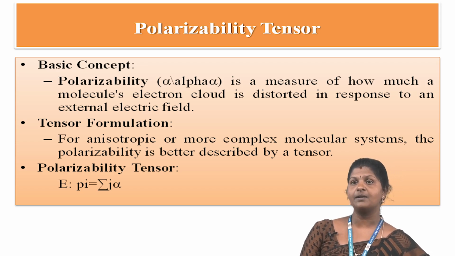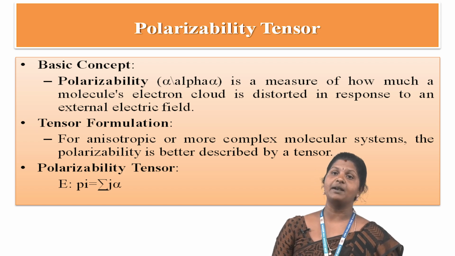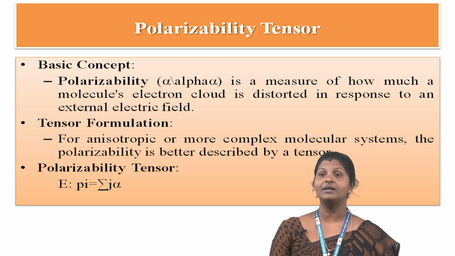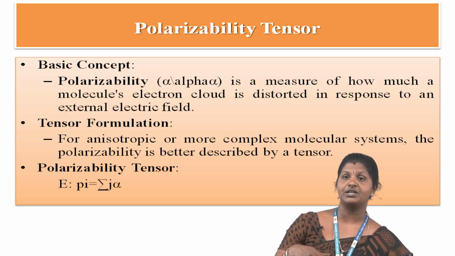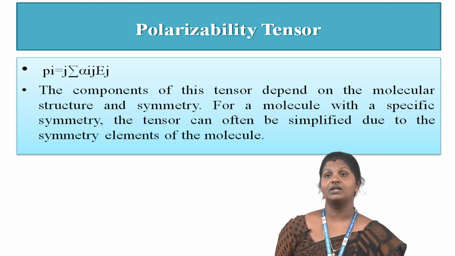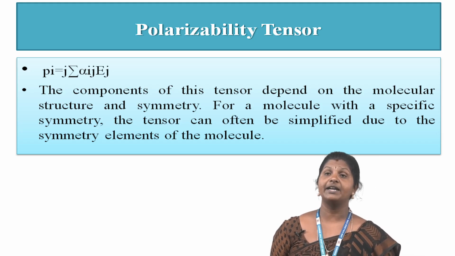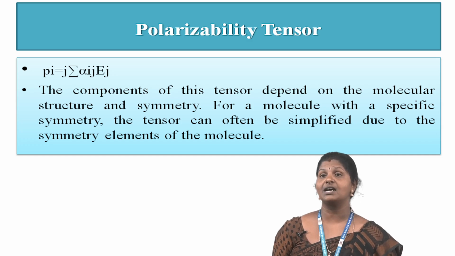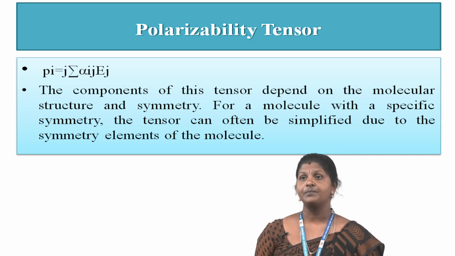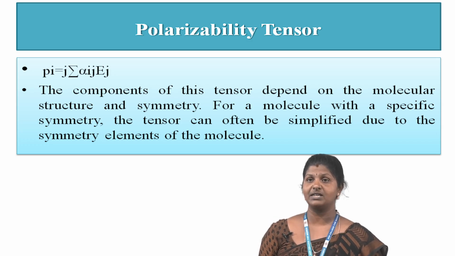The polarizability tensor alpha is a second rank tensor that can be represented in matrix form, relating the induced dipole moment in the molecule to the applied electric field. That means P_i equals the sum over j of alpha_ij times E_j. The components of the tensor depend on the molecular structure and symmetry. For a molecule with a specific symmetry, the tensor can often be simplified due to the symmetry elements of the molecule.